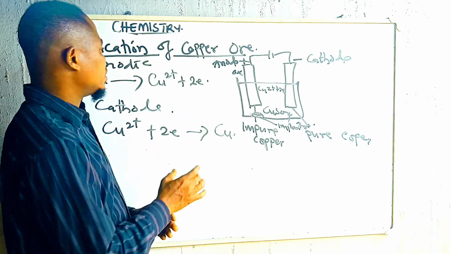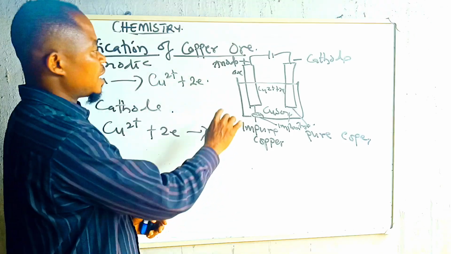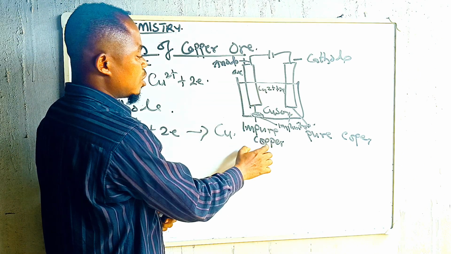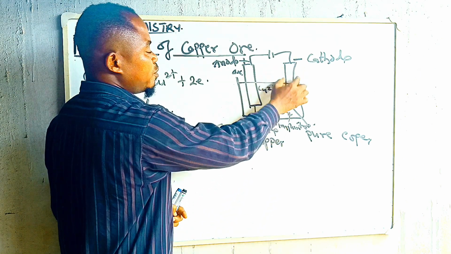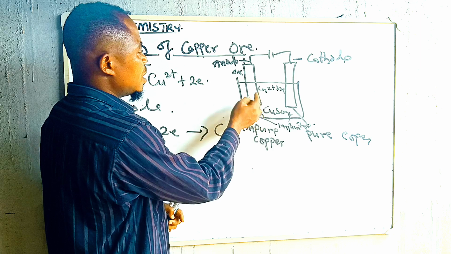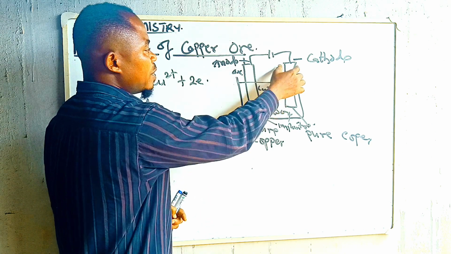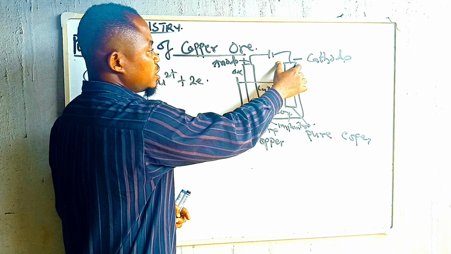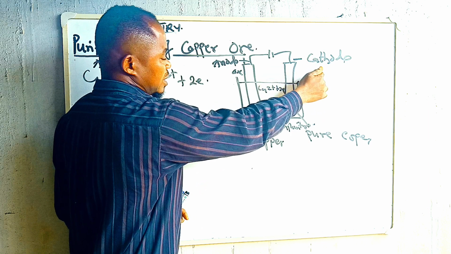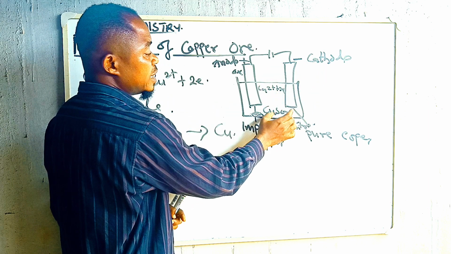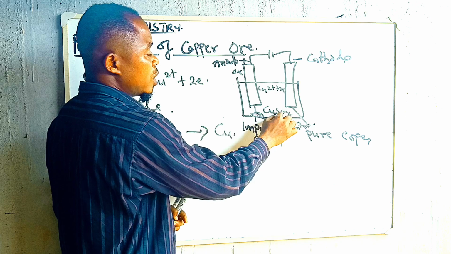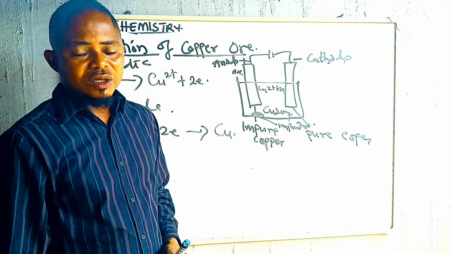So what do we say? We say in the purification, at the anode, you use the impure copper ore, while the cathode is a pure strip of copper. Now, the copper ore will dissolve and form copper ions, which will be deposited at the cathode as neutral copper atoms. Is that okay? And then the electrolyte usually is a soluble salt of copper, which here we're using copper sulfate.